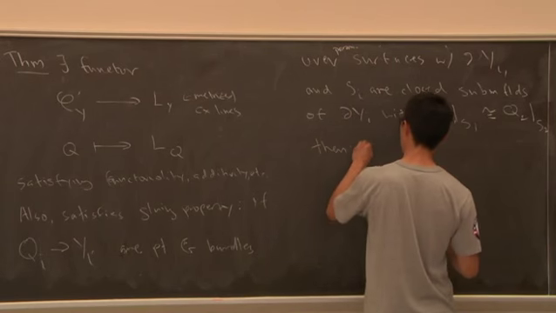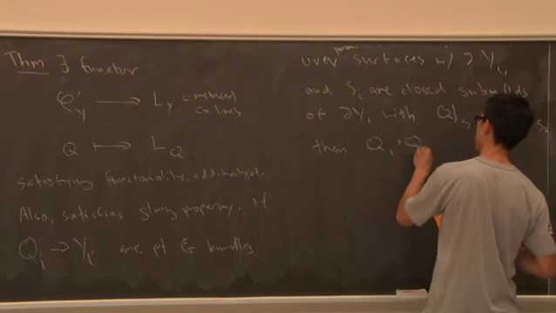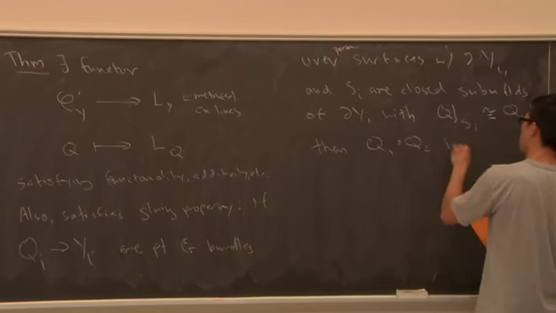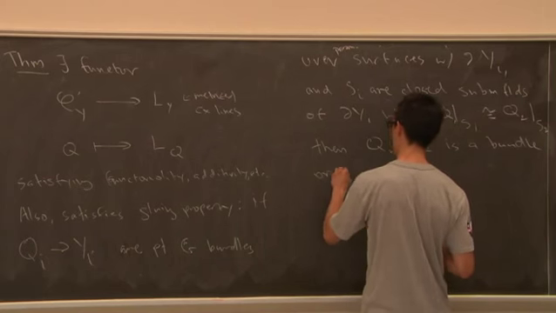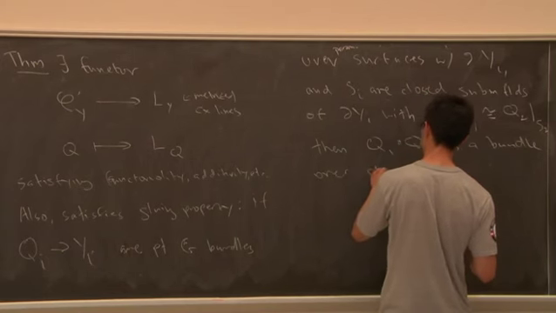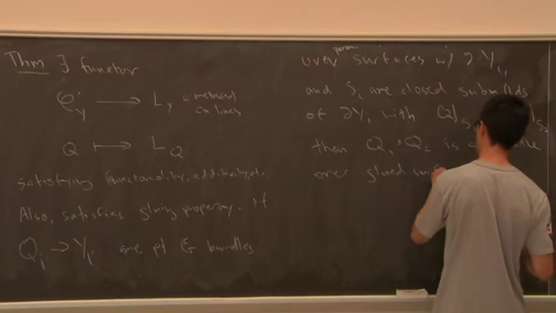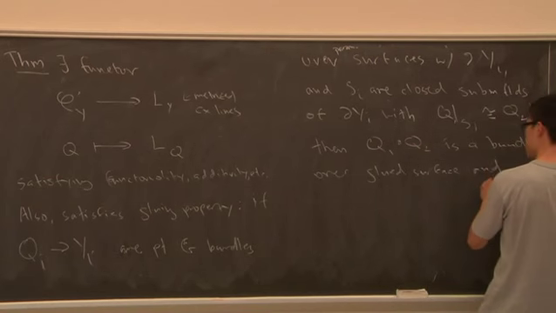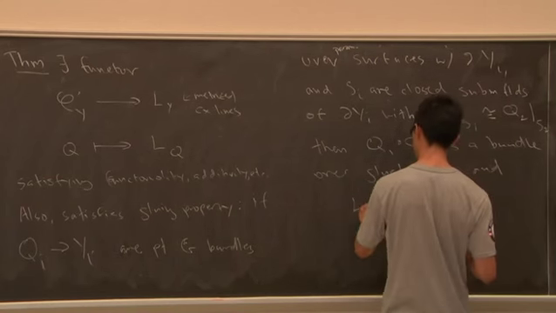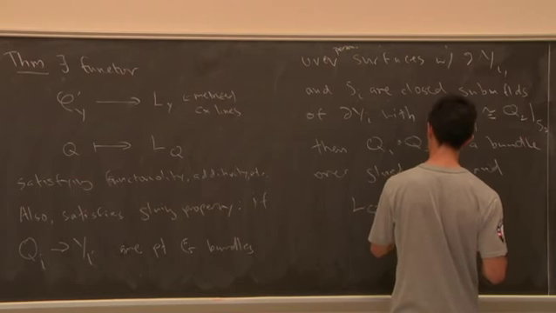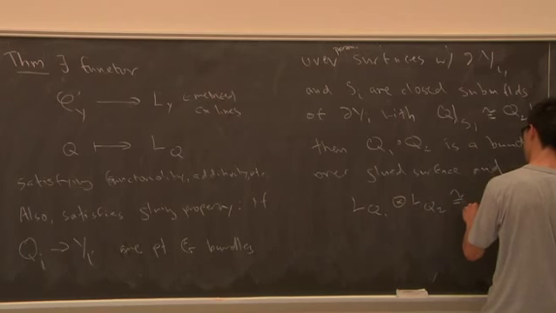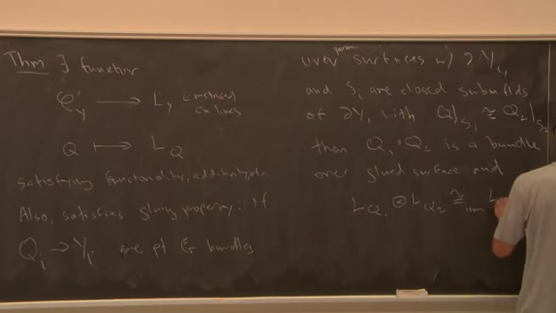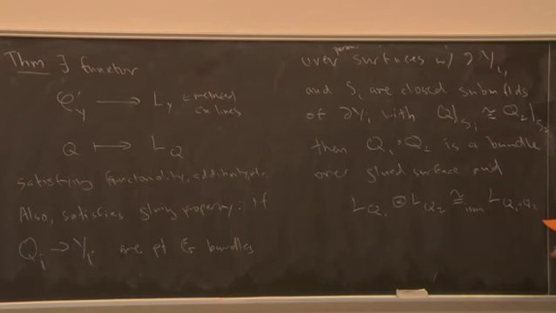Then Q1 composed with Q2 is a bundle over the sort of glued surface, and this guy over here satisfies that L of Q1 tensor L of Q2 is going to be isometric to L of the thing that I get when I stick them together, which I'll denote that way.